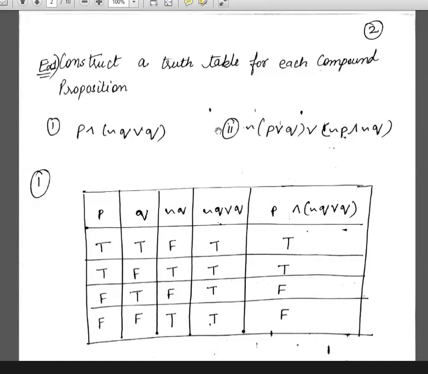Riya Hutta, you have completed? Yes, sir. So what is your answer? The last column means the final answer. It's false, false, false, true. Yeah, okay, thank you. Mute yourself. Parikshit, completed? Yes, sir. So what's your answer? F, true. Yeah, okay, thank you.